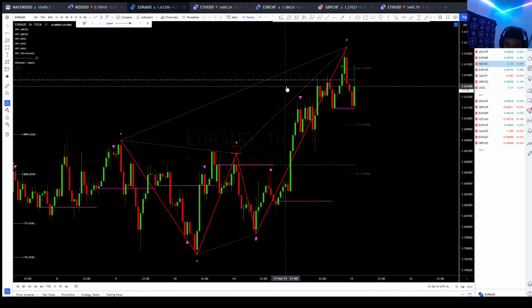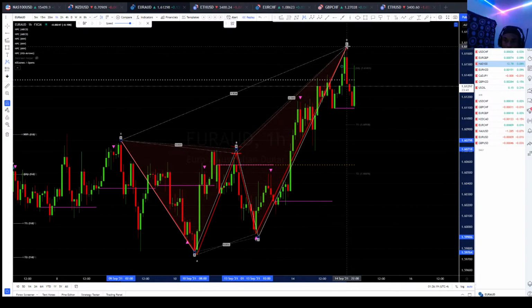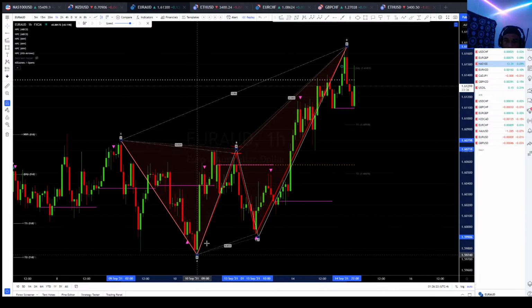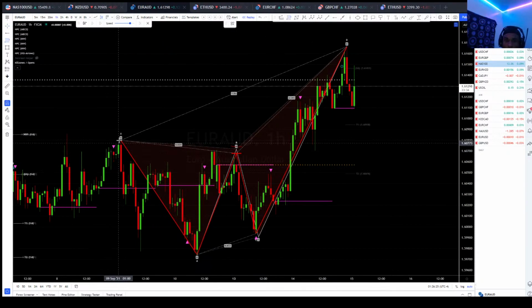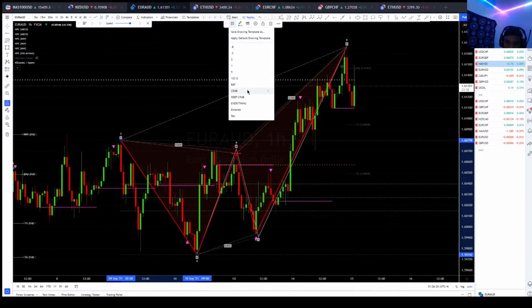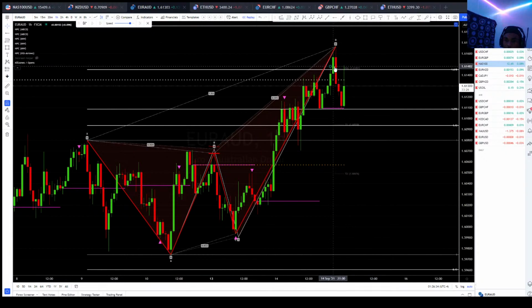So we have a deep crab. I'm gonna mark this up, starting with our X to our A, B, C, D. Next, we confirm the pattern. I grab my Fibonacci tool from my X to my A, and I put it on the settings for my pattern. Deep crab completes at the 1.618 level. I see this is my terminal bar.